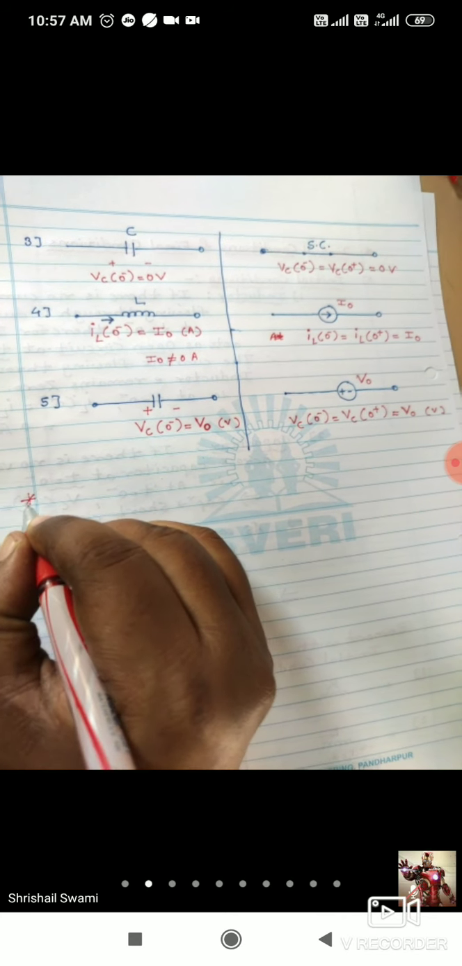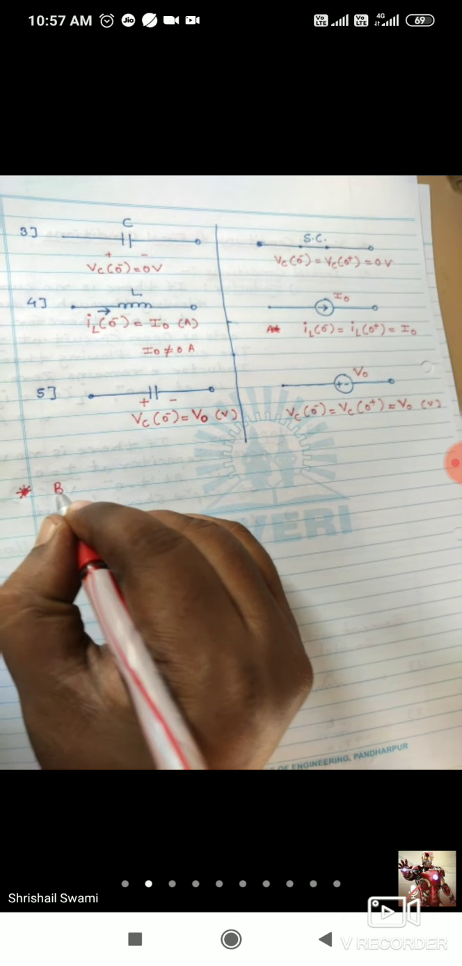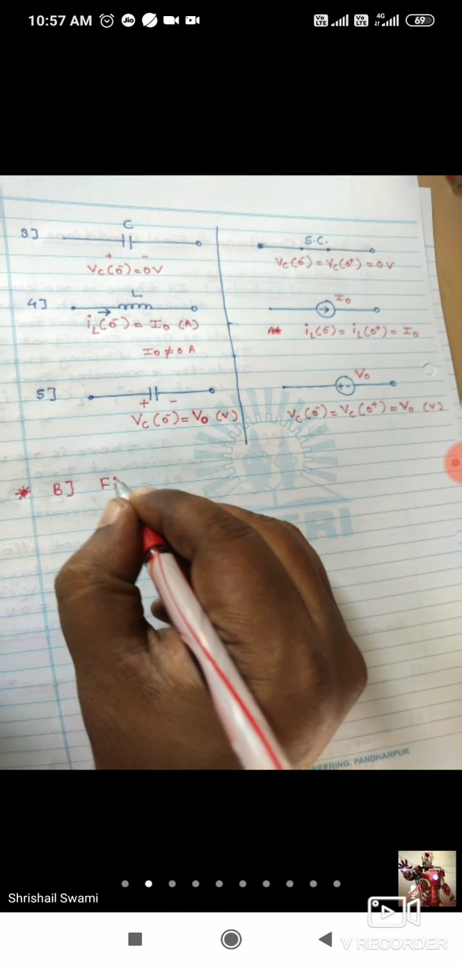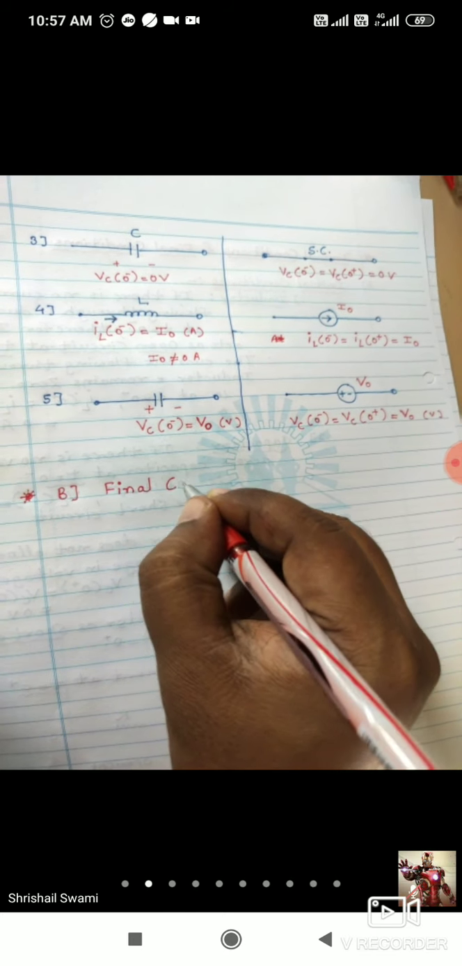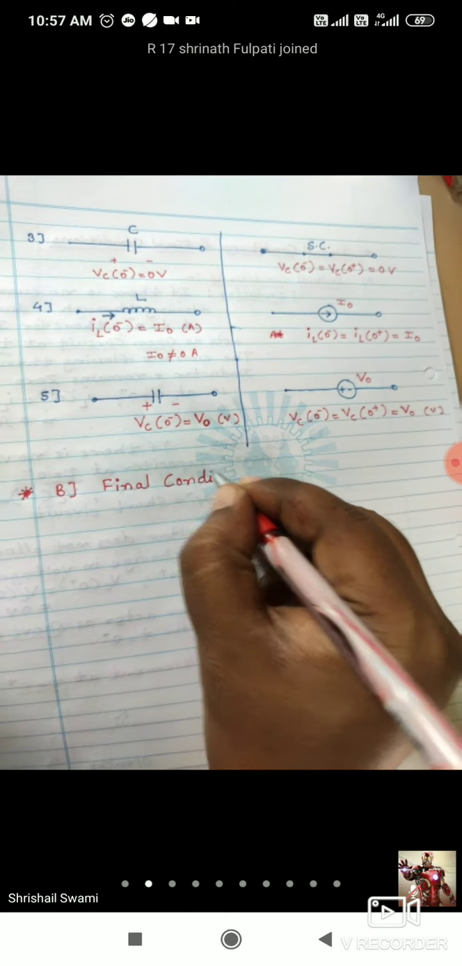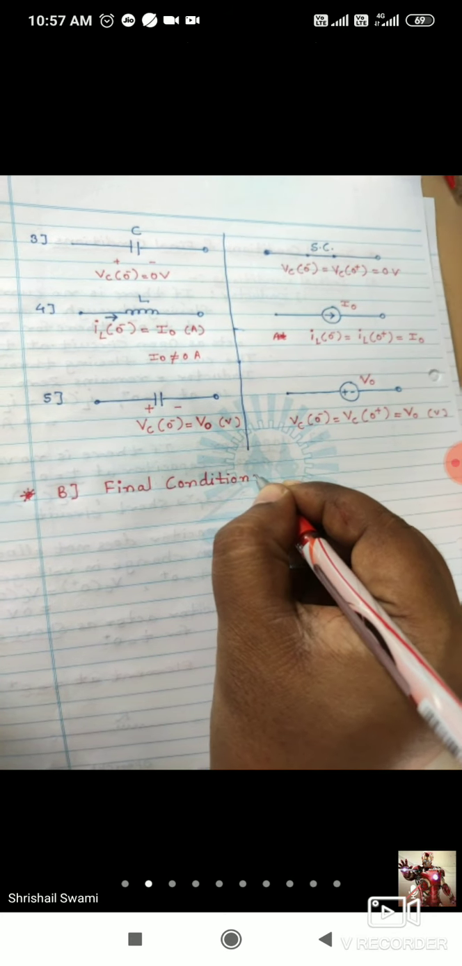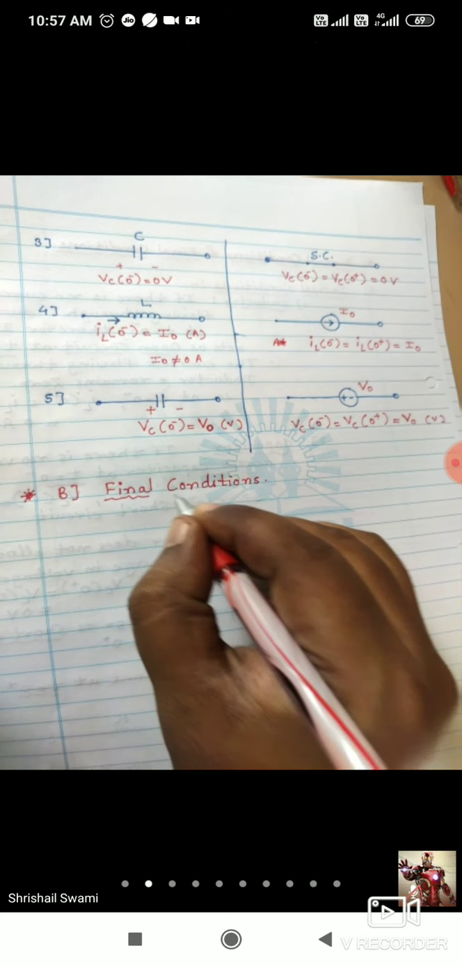Now we will talk about the second part, that is the final condition. So what are the final conditions here? Final conditions काय असू शकतात? So we can understand with the help of the same table. Exactly the opposite will happen.